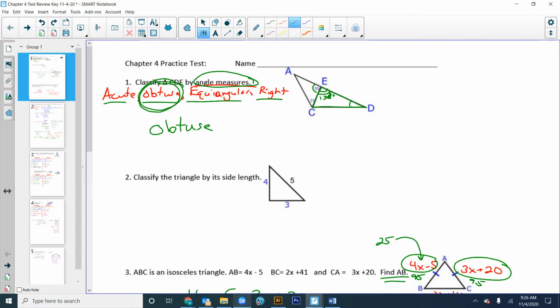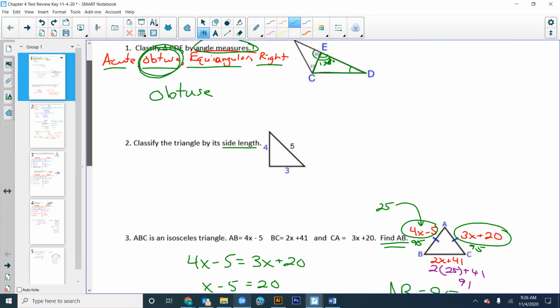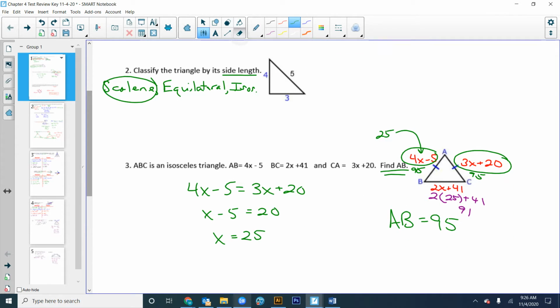All right, when it says to classify by side length, what are our three choices for side length? Scalene, equilateral, and isosceles. Which one is this? Scalene, because all three side lengths are different. Next one. This is an isosceles triangle.